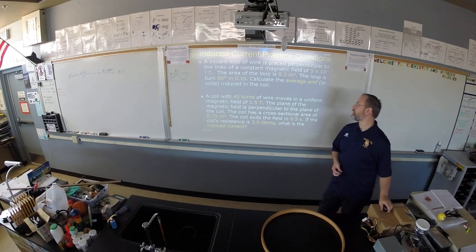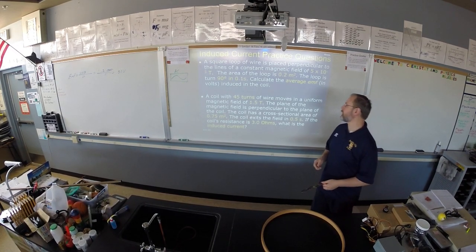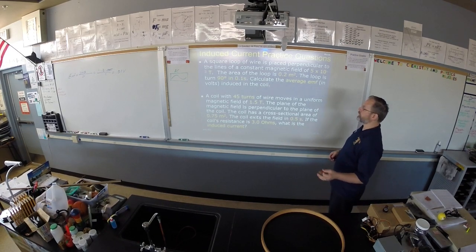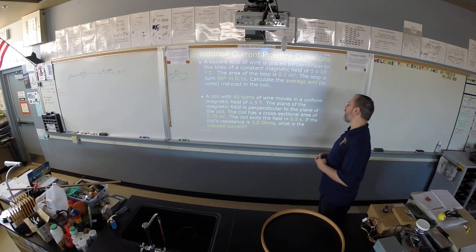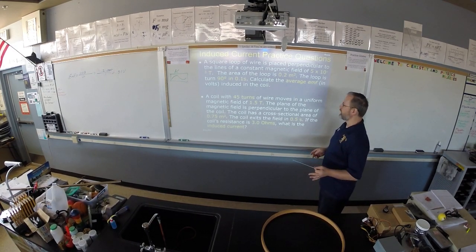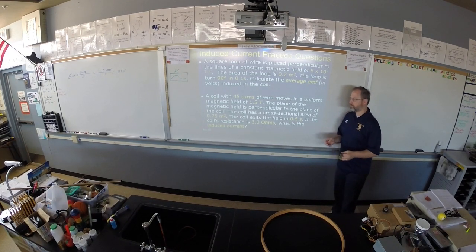Okay, a coil with 45 turns of wire moves in a uniform magnetic field of 1.5 teslas. The plane of the magnetic field is perpendicular to the plane of the coil, which is good. The coil has a cross-sectional area of 0.75 square meters. The coil exits the field in 0.5 seconds. If the coil's resistance is 3 ohms, what is the induced current in the coil?